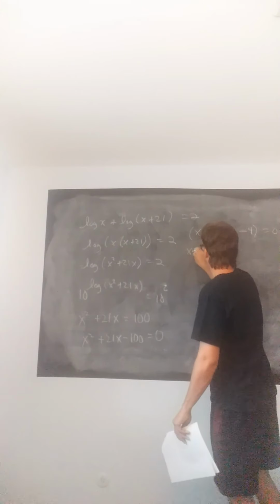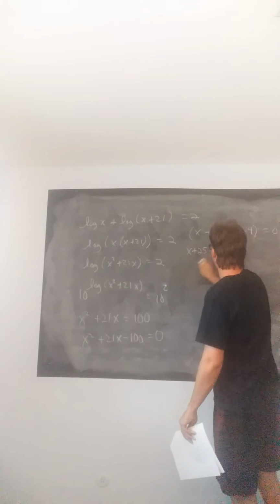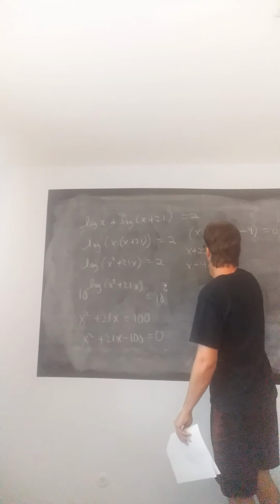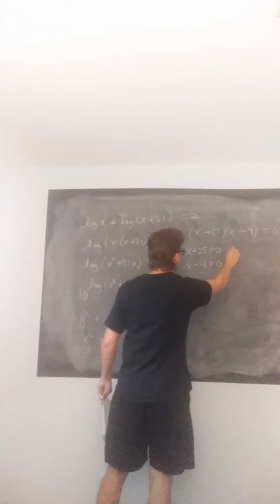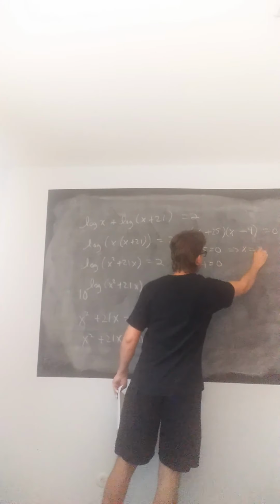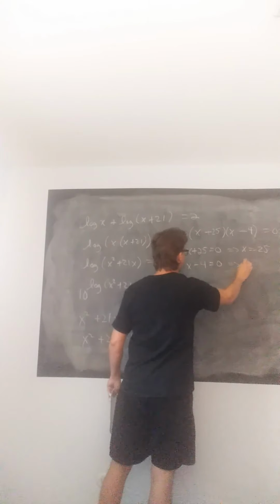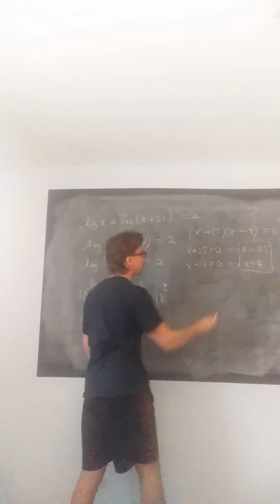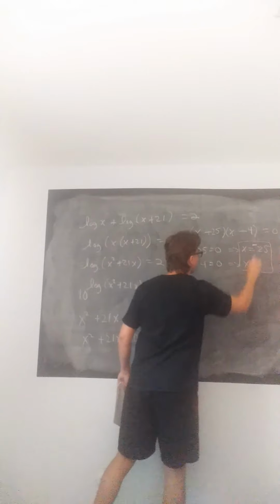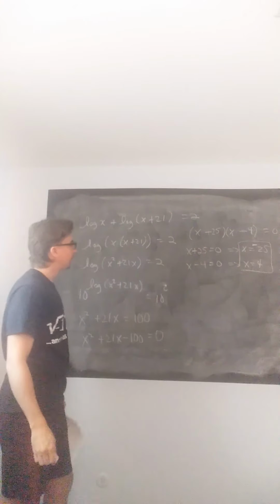So one root is x plus 25 equals 0, and the other one is x minus 4 equals 0. When you solve this one, you get x equals negative 25. This one's going to be x equals 4. So you have two possible solutions. And now we just have to check in the original.